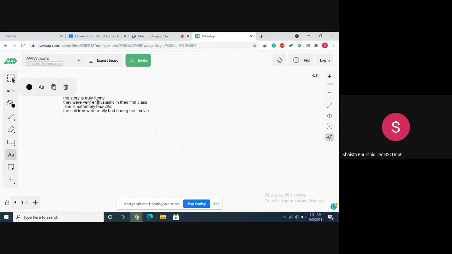Right. So over here you can see the story is truly funny. Funny is an adjective and truly is an adverb. They were very enthusiastic. Enthusiastic is an adjective. And extremely beautiful, this is an adjective. Really bad, an adjective and an adverb. So they can qualify or modify an adjective or an adverb.